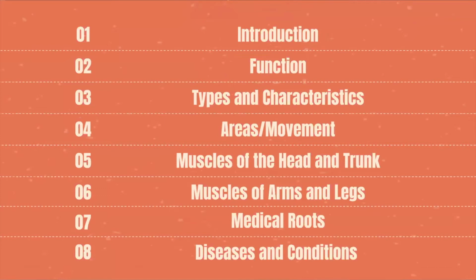We're going to talk about the muscles of the head and the trunk. We're going to talk about the muscles of our arms and legs, our upper extremities and lower extremities. We're going to talk about our medical roots, and then we're going to close it off with diseases and conditions.